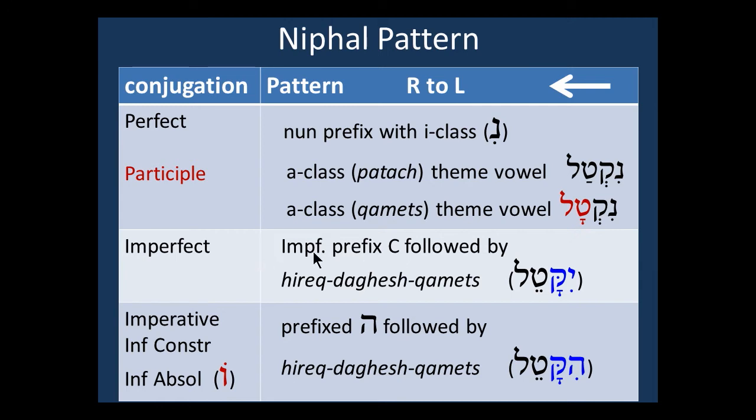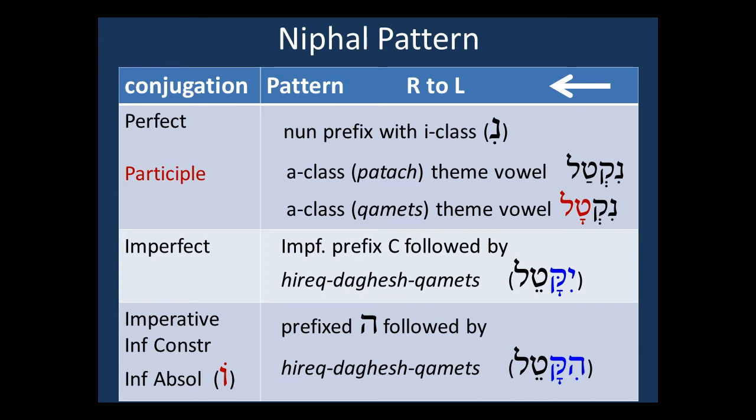The imperfect, you will have your normal imperfect prefix consonant, one of the ones that are allowable that fit that description, and then you will have a hirik dagesh qamets pattern for the rest of the lemma in the imperfect. So imperfect prefix, hirik dagesh qamets. For imperatives, infinitive constructs, and infinitive absolutes, you will have a prefixed he right here, followed by the pattern hirik dagesh qamets. And again, the normal thematic vowel will be tsere, but if it's holam vav, you're going to have an infinitive absolute on your hands.